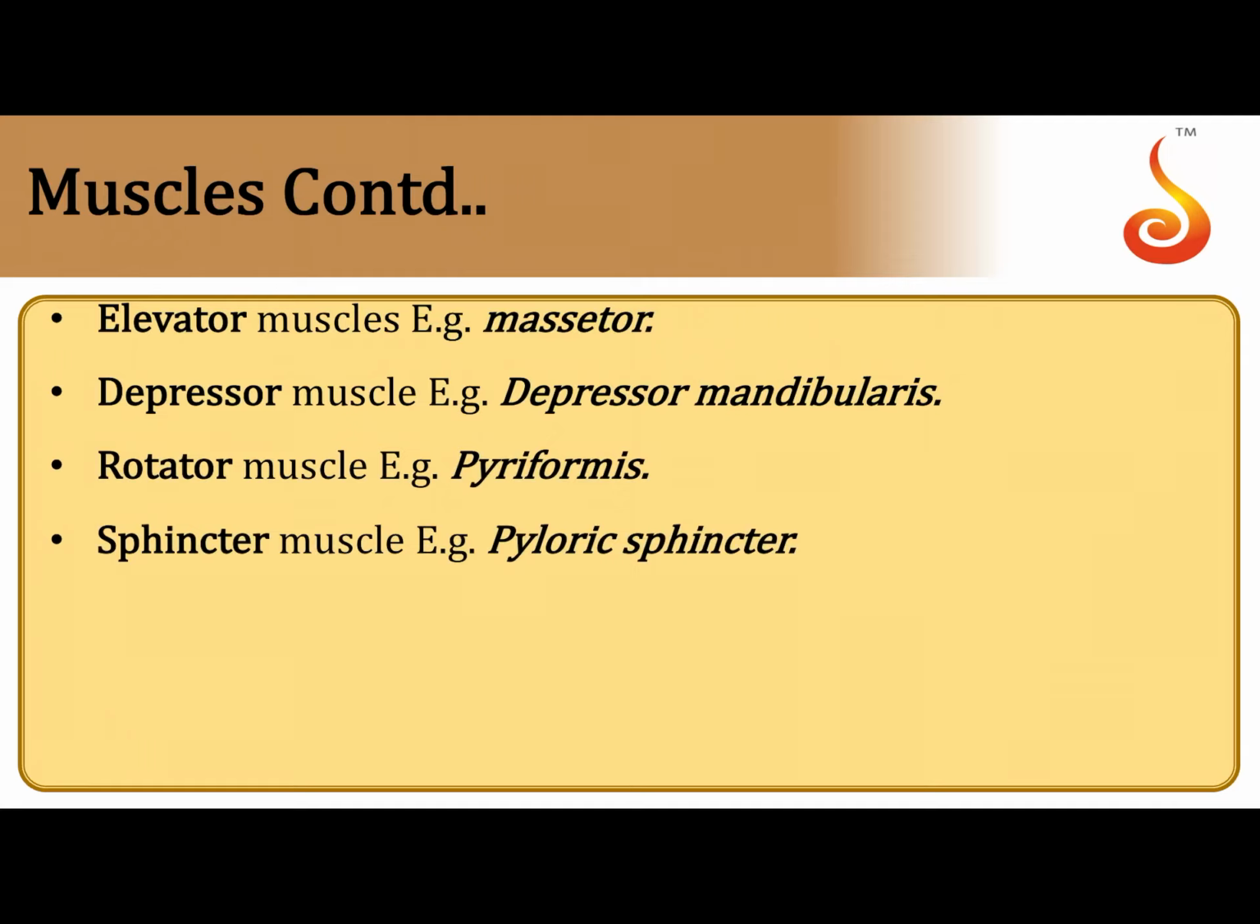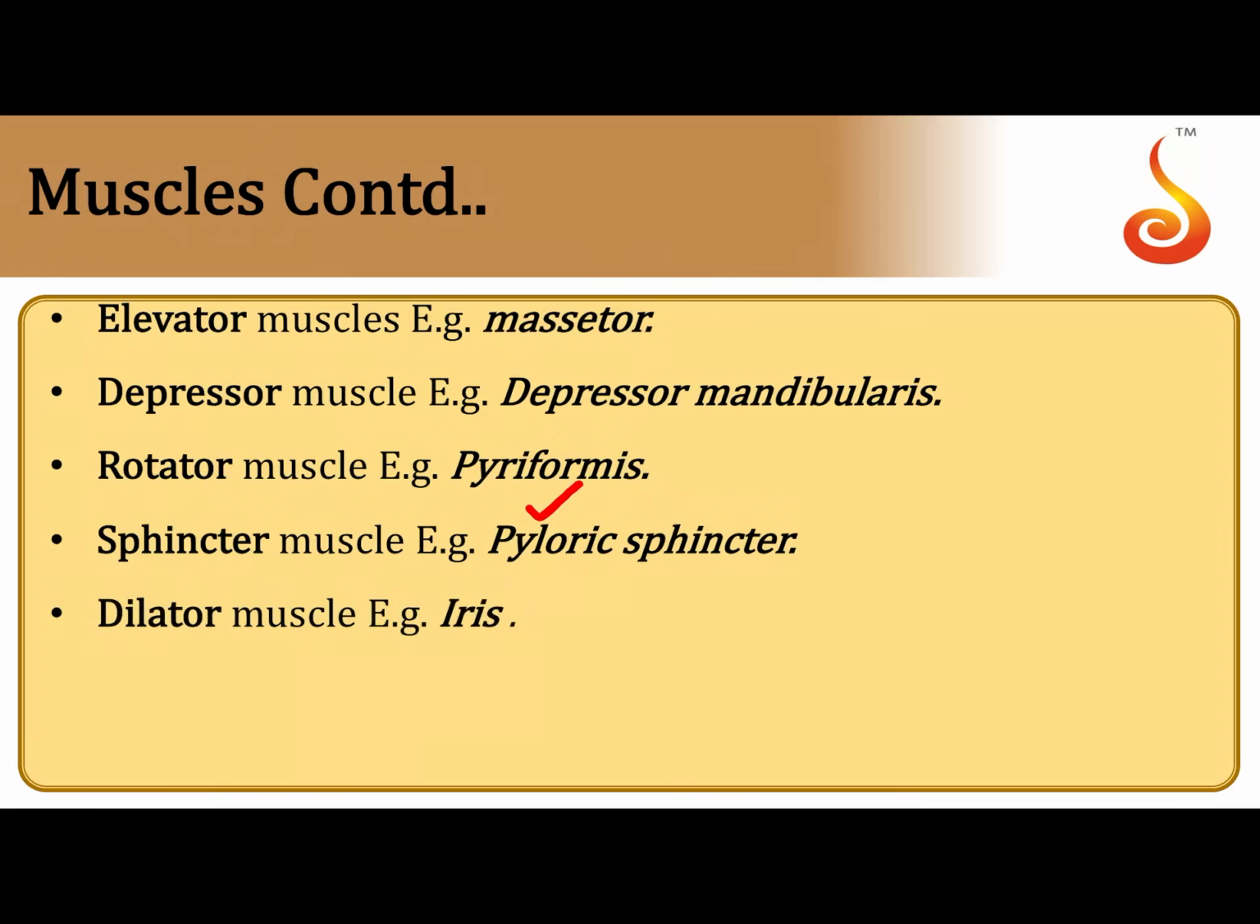Then we have the sphincter, which is a ring of muscle that guards an opening. For example, you have the pyloric sphincter. This pyloric sphincter is guarding the opening between the stomach and your small intestine, the first part of your small intestine, that is called the duodenum.